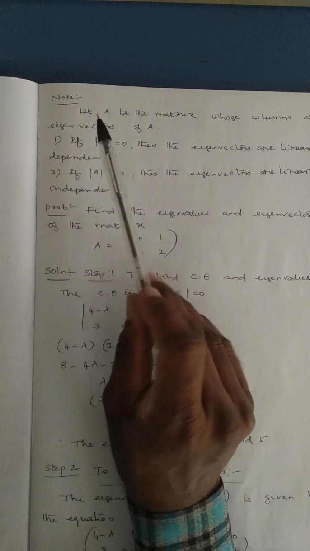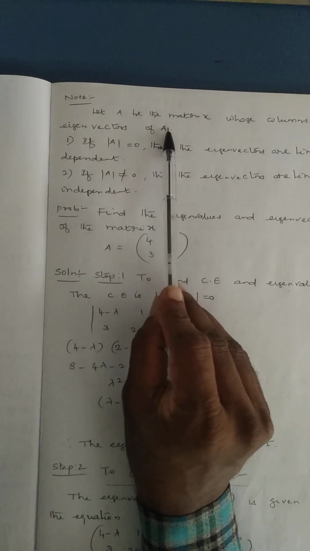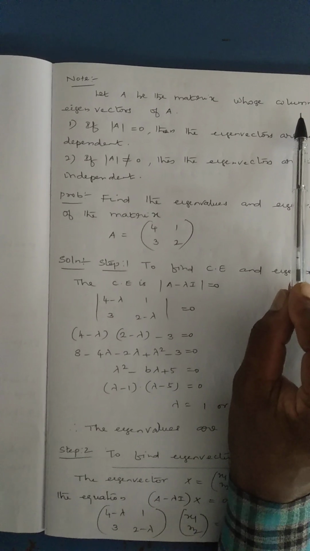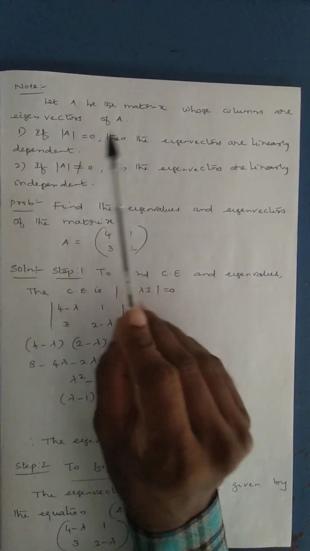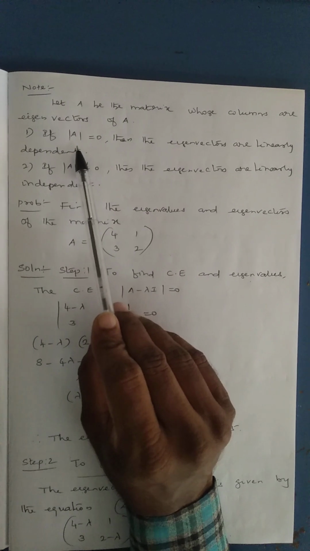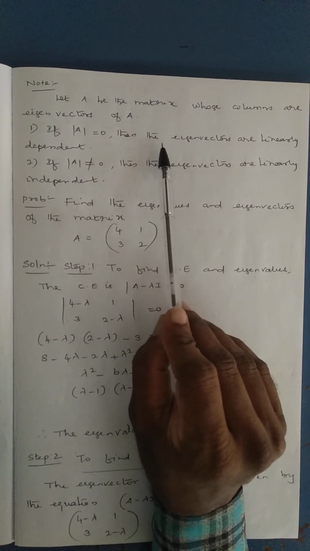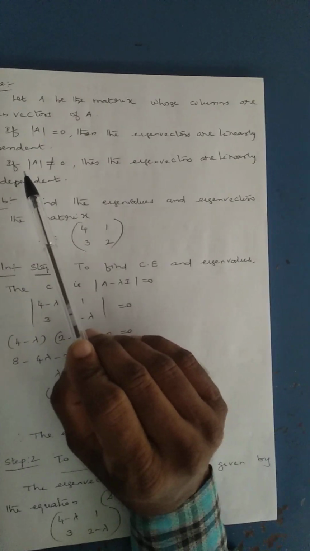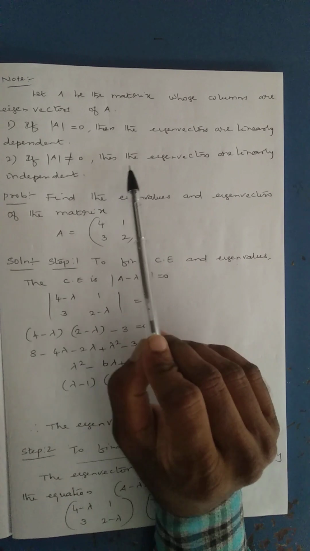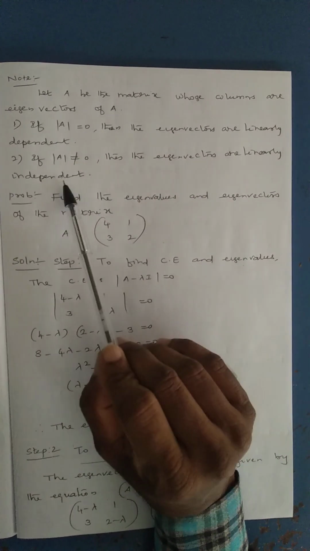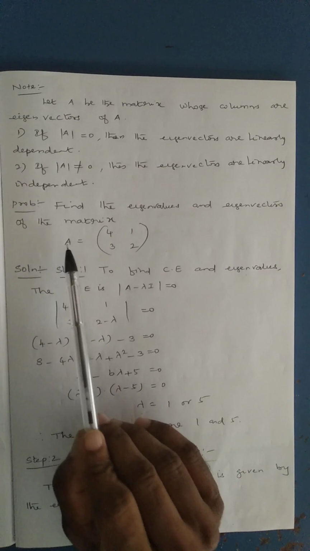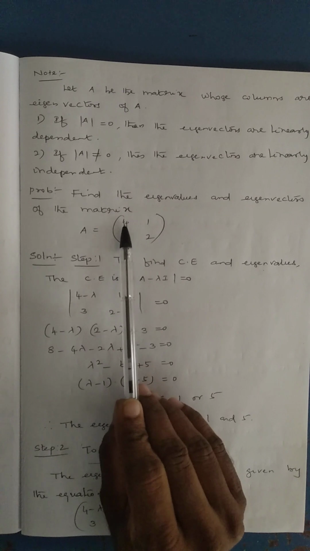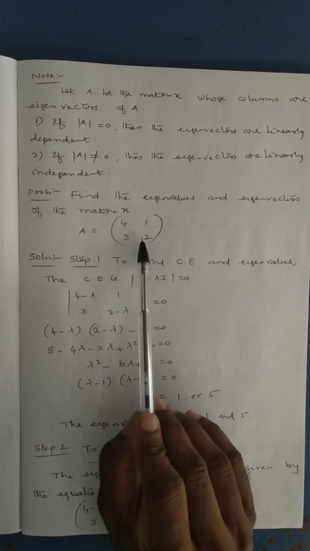These are the basic conditions. Let capital B be the matrix whose columns are eigenvectors of A. First one, if determinant of A equals 0, then the eigenvectors are linearly dependent. Second one, if determinant of A is not equal to 0, then the eigenvectors are linearly independent. So first problem: find the eigenvalues and eigenvectors of the matrix A equals 4, 1, 3, 2. So this is a 2 by 2 matrix.